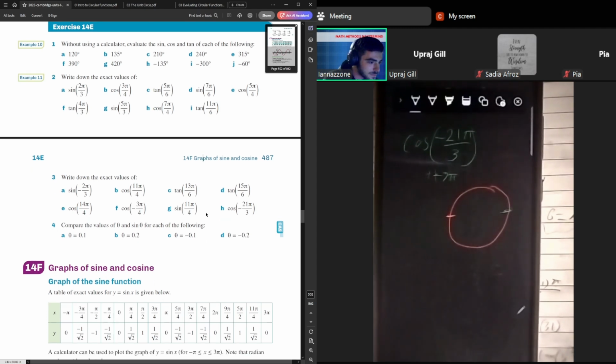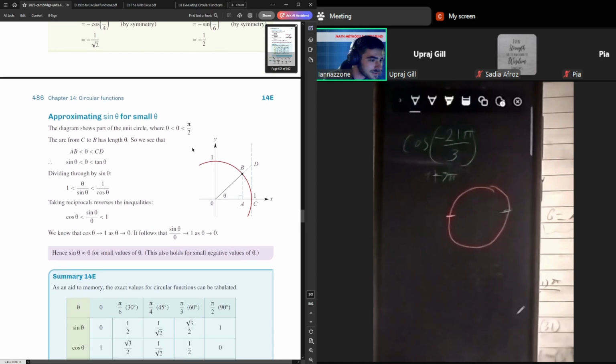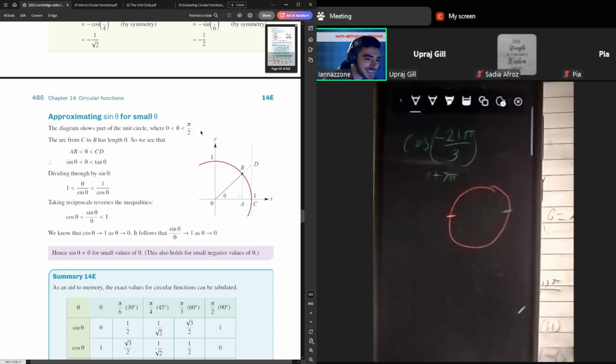Haven't got any. I guess I'll briefly just touch on one thing that I saw as I was scrolling through here, which is very much an engineering thing. I probably had the exact same rant last time we looked at this, but they've got this little section in the book which is approximating sine theta for small theta. It kind of became a meme in engineering, as far as funny as math memes can get, I suppose.